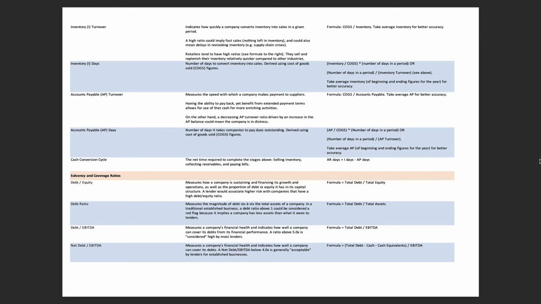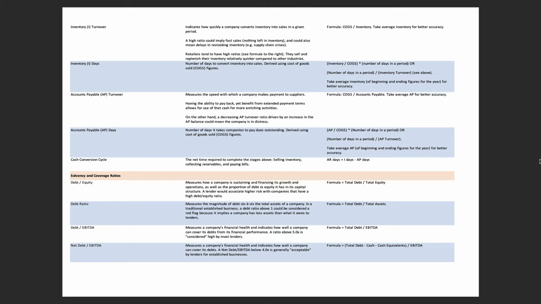Next, we have the debt ratio, and the debt ratio is calculated by dividing total debt by total assets, and the debt ratio measures the magnitude of debt vis-a-vis the total assets of a company. In a traditional established business, a debt ratio above 1 could be considered a red flag, because it implies that the company has less assets which it could pledge as collateral versus its debt figure. So for example, if a company's debt ratio is 2, that means that the company has twice the amount of debt it has in assets.